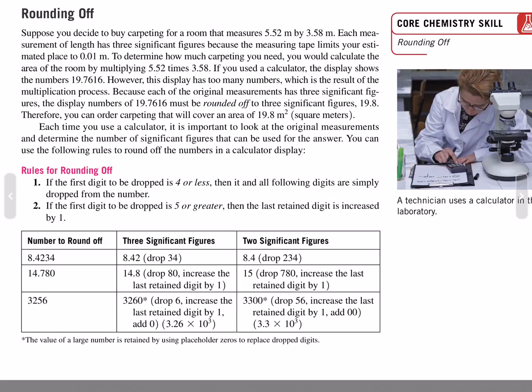You can use the following rules to round off the numbers in your calculator display. Rules for rounding off. If the first digit to be dropped is a 4 or less, then it and the following digits are simply dropped from the number. If the first digit to be dropped is 5 or greater, then the last retained digit is increased by 1. For example, 8.4234, to three significant figures, is 8.42; drop the 34. 114.780, to three significant figures, is 114.8; drop the 80 and increase the last digit by 1.